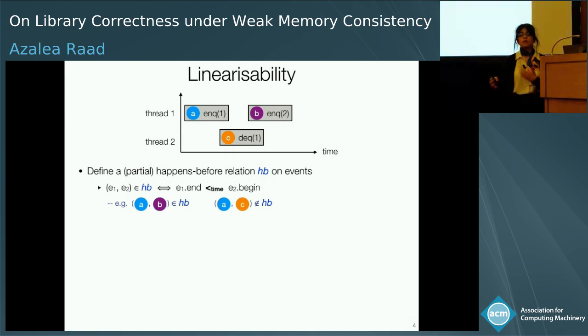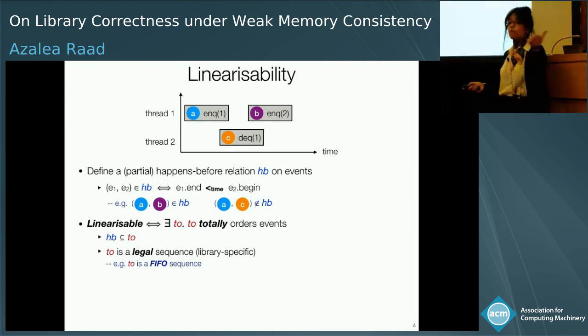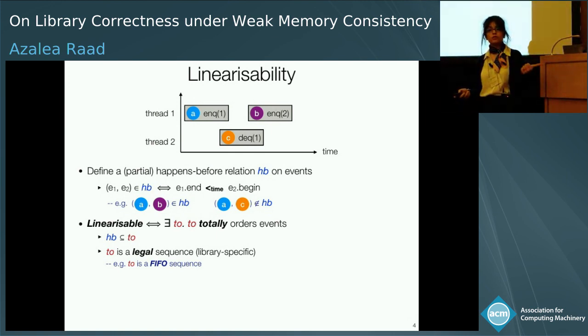And once I have this happens-before relation, I would say this is linearizable if you find a total order, a sequential execution, that one, respects this happens-before relation and two, forms a legal sequence.